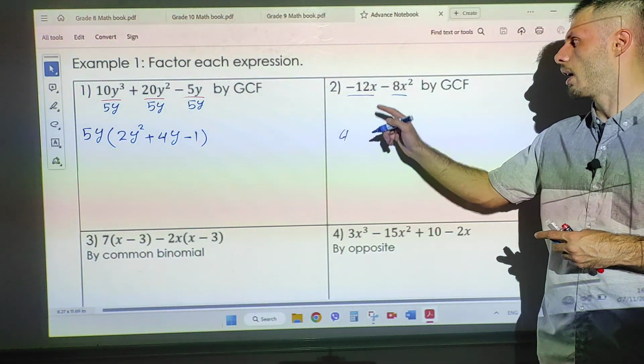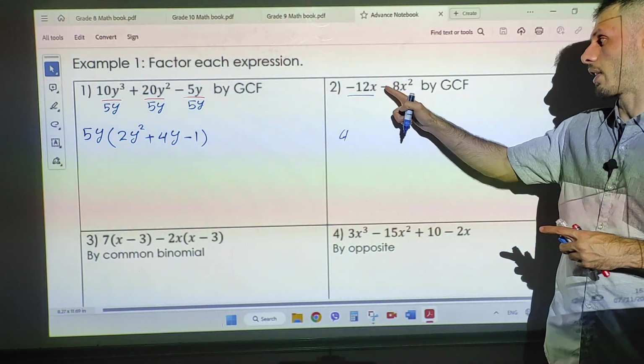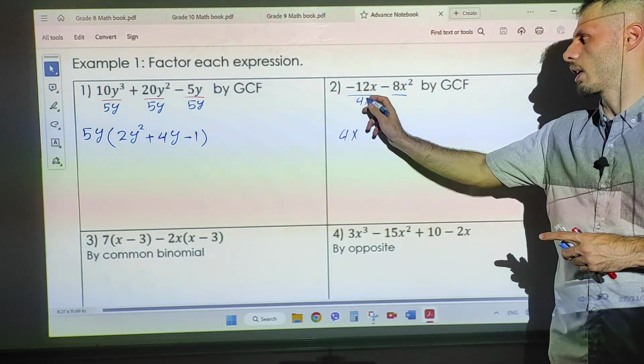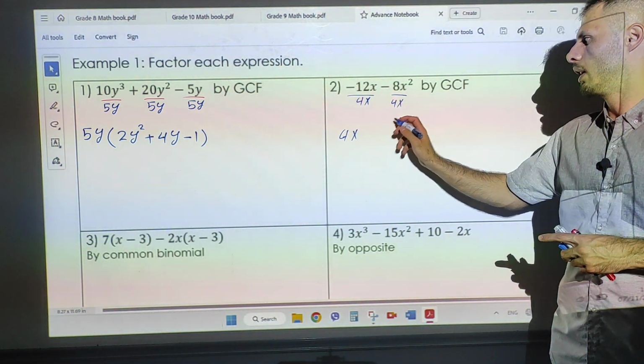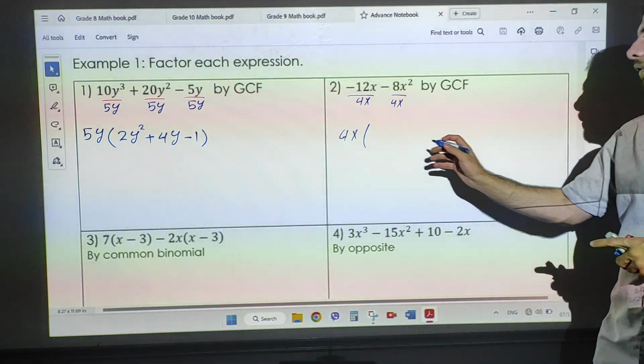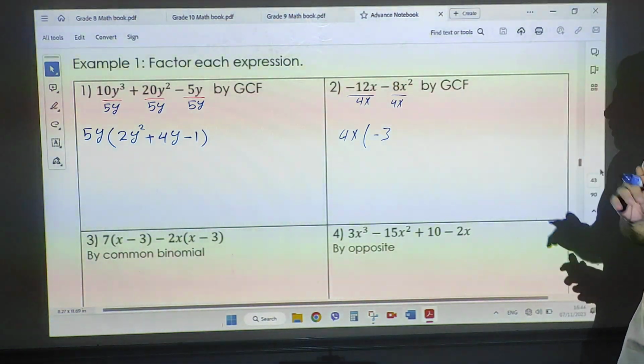And do we have the same letter in both? Yes, we have x, but the smallest power is 1, 4x. It means we divide by 4x, we divide by 4x. We open a bracket, we write the result in the bracket. Negative 12 divided by 4, negative 3, x power 0, we don't need to write.